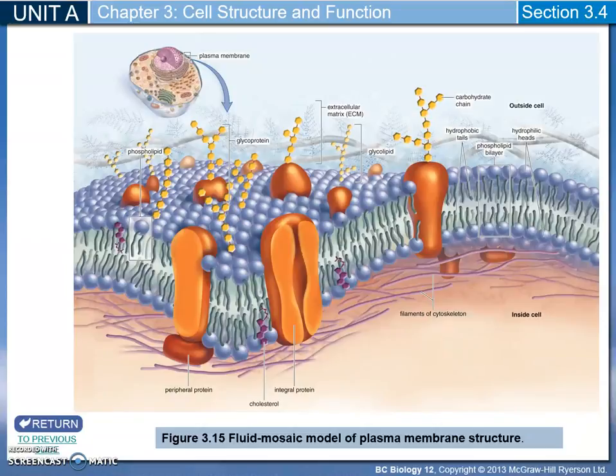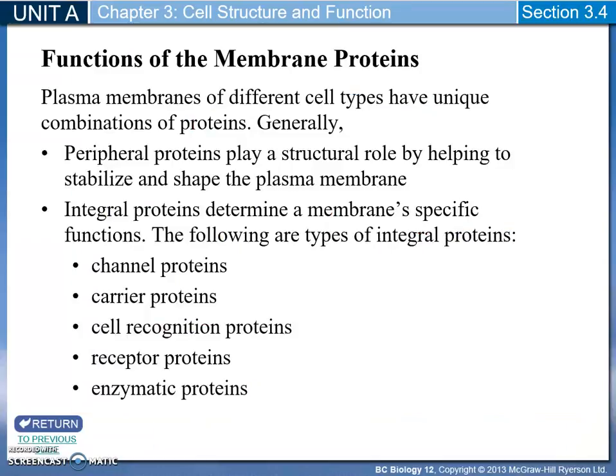So here's a diagrammatic representation of this, and it shows it in a fair amount of detail here. So you can see the peripheral proteins, some integral proteins, filaments of the cytoskeleton, etc. So the functions of the membrane proteins: the plasma membranes of different cell types have unique combinations of proteins. Generally, the peripheral proteins play a structural role by helping to stabilize and shape the plasma membrane. The integral proteins, which span the membrane itself, determine a membrane's specific function.